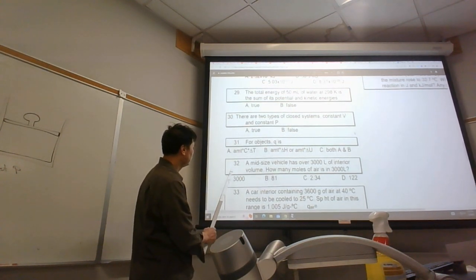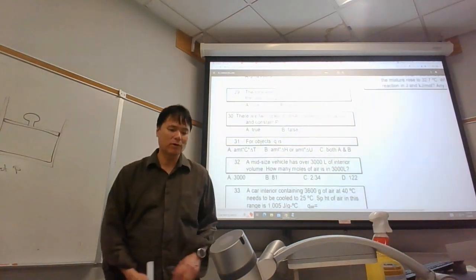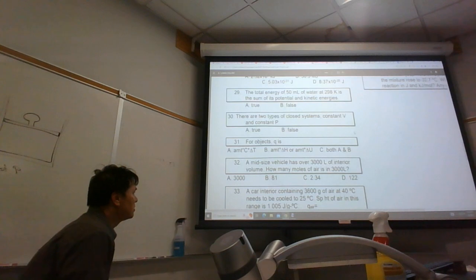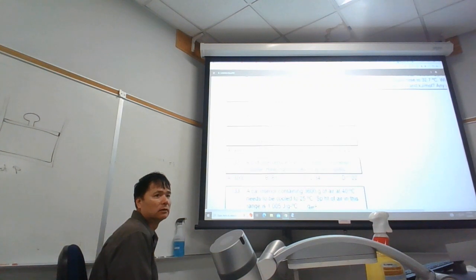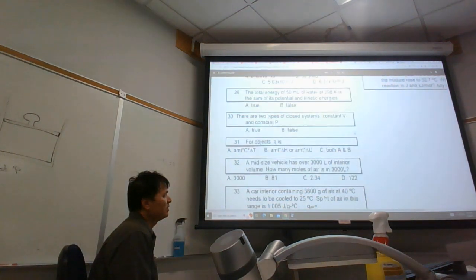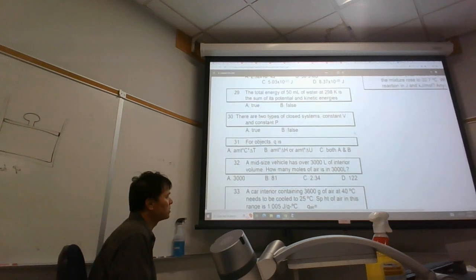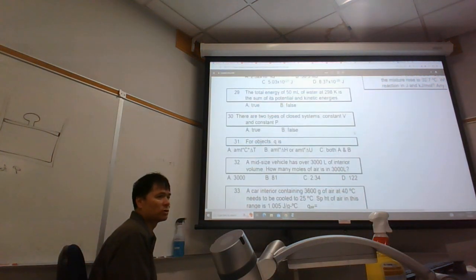All right, that's 31. 32, a mid-sized vehicle has over 3,000 liters of interior volume. This is a strategy for multiple choice. So we have 3,000 liters of interior volume. How many moles of air is in 3,000 liters? One of the things that happened on this exam is somebody came up to me and asked, they can't solve this problem because if you need moles and you have volume, you also need temperature and pressure. So they said they couldn't solve this problem because there's no temperature and pressure given.